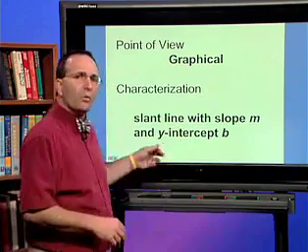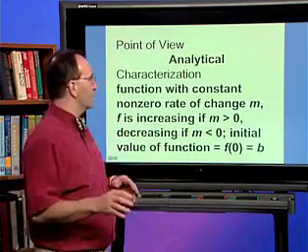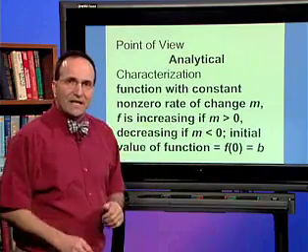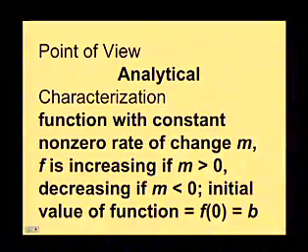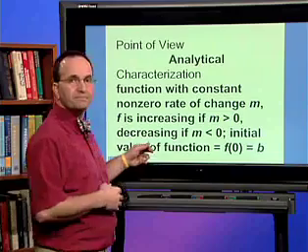And finally, what if we look at it analytically? In that case, it's a function with a constant non-zero rate of change, which we would call m. F is increasing if m is positive, and it's decreasing if m is negative. The initial value of the function is still f of 0, but in this case, it's equal to b, which is, of course, the y-intercept.